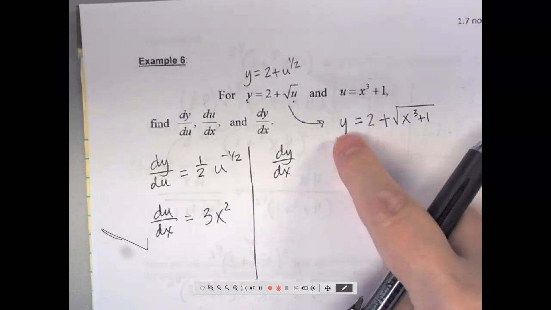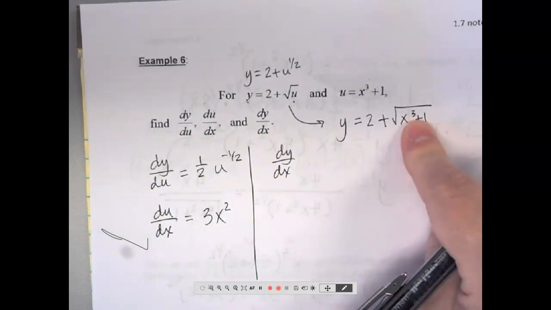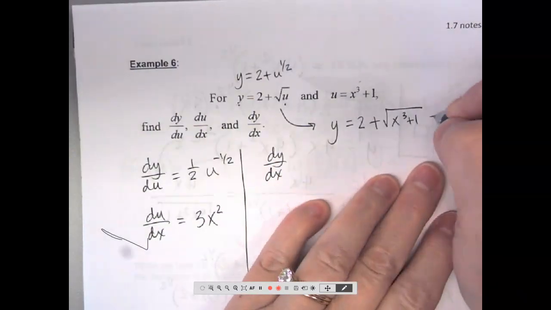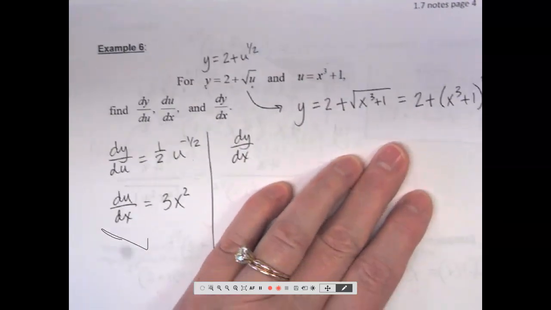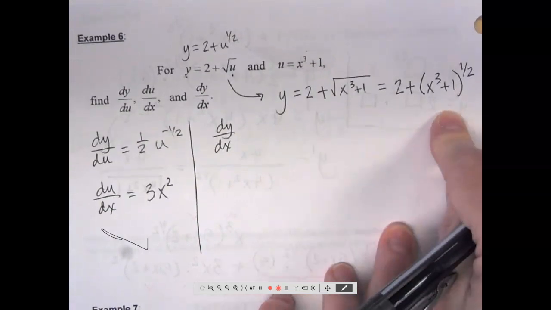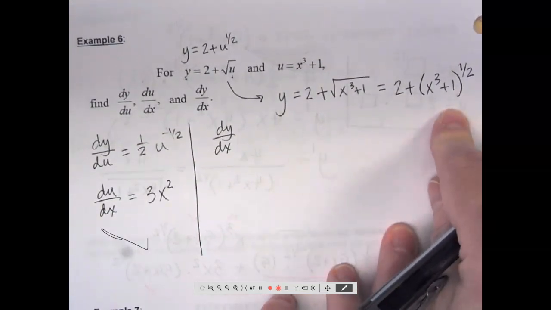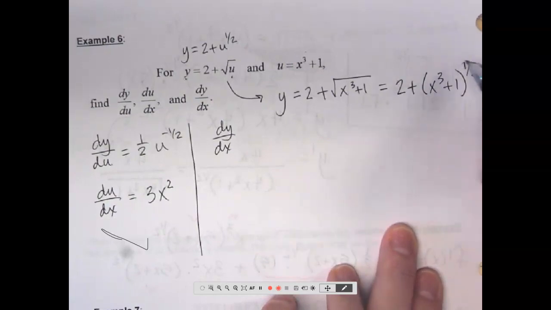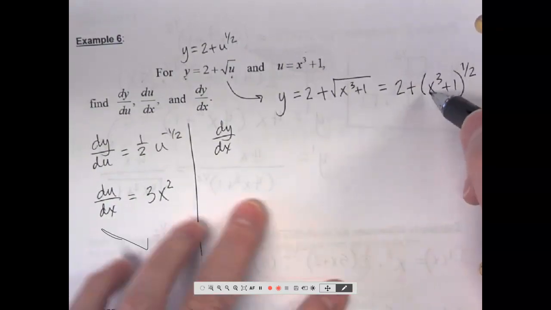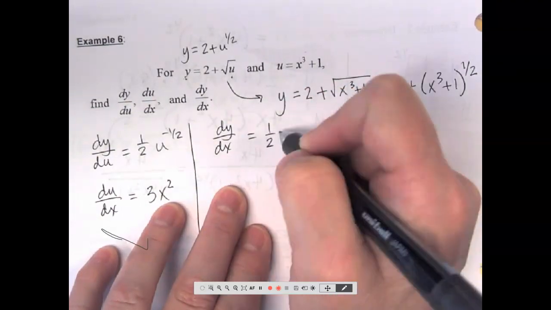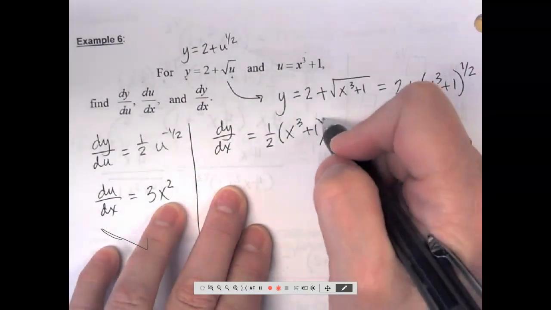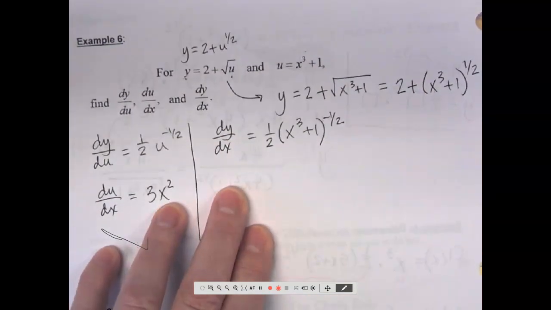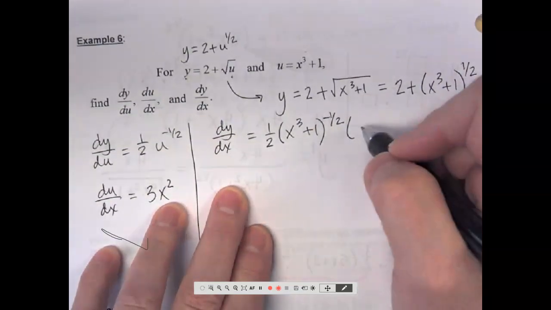Now I can take the derivative of equation y with respect to x. And I would probably do this: 2 plus (x cubed plus 1) raised to the 1/2. Now I can take the derivative of y with respect to x. Okay, derivative of 2 is 0. What do I do here? I bring the 1/2 down in front. Don't change this stuff. I'm just dealing with that exponent of 1/2. Now take the derivative inside, 3x squared.